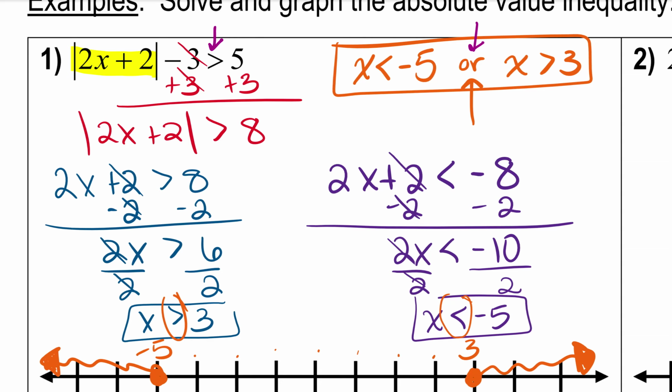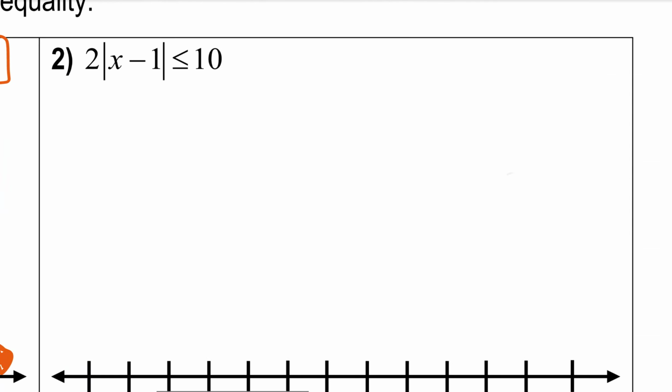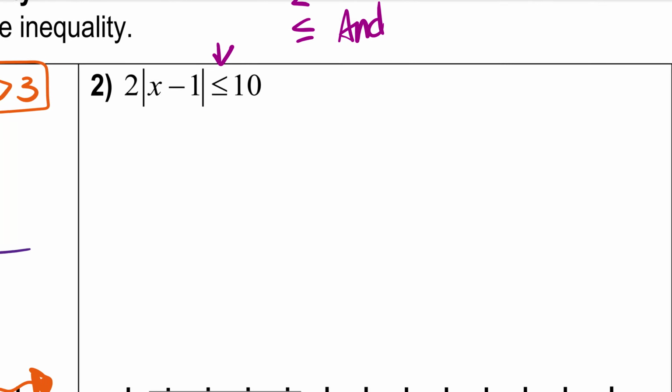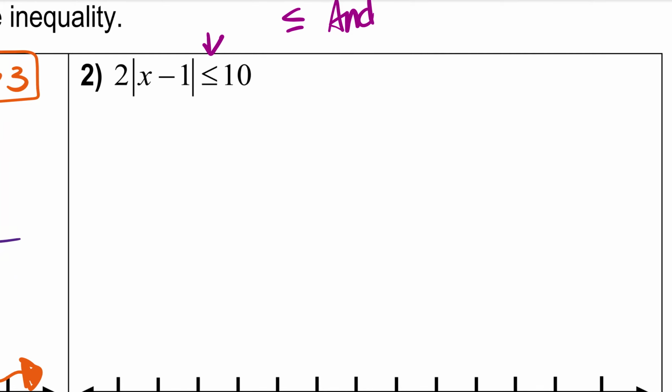So that's number 1. So let's do number 2. Right away I can tell this is less than. Okay? So less than is going to be and, not or. So less than or less than or equal to is and. Greater than or equal to is or.